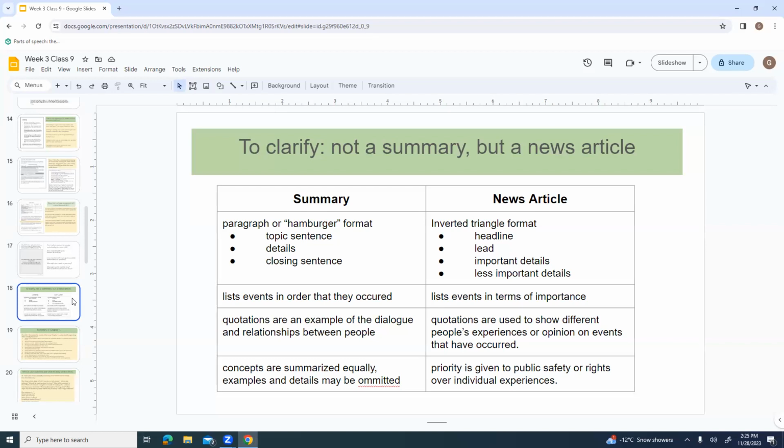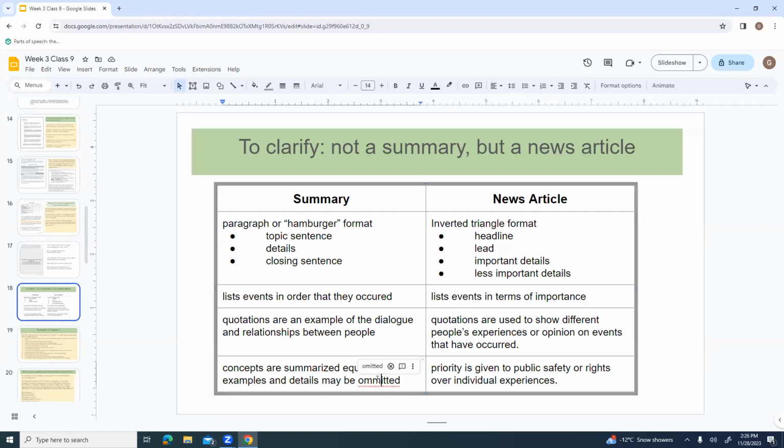In a news article, quotations are used to show different people's experiences or their opinions on events that have occurred. In a summary, concepts are summarized equally. Sorry, I just realized, examples and details may be omitted, okay? For a news article, information that is of importance to public safety or public rights is more important than individual experiences and is more likely to be reported on.